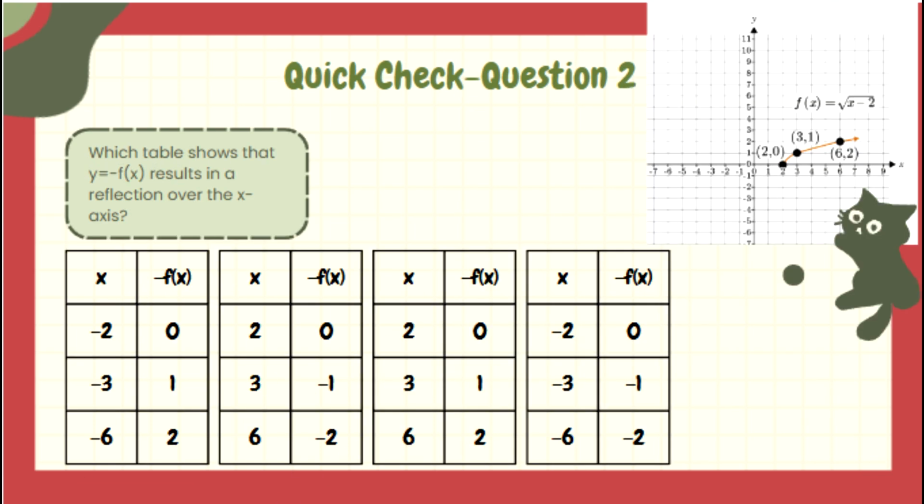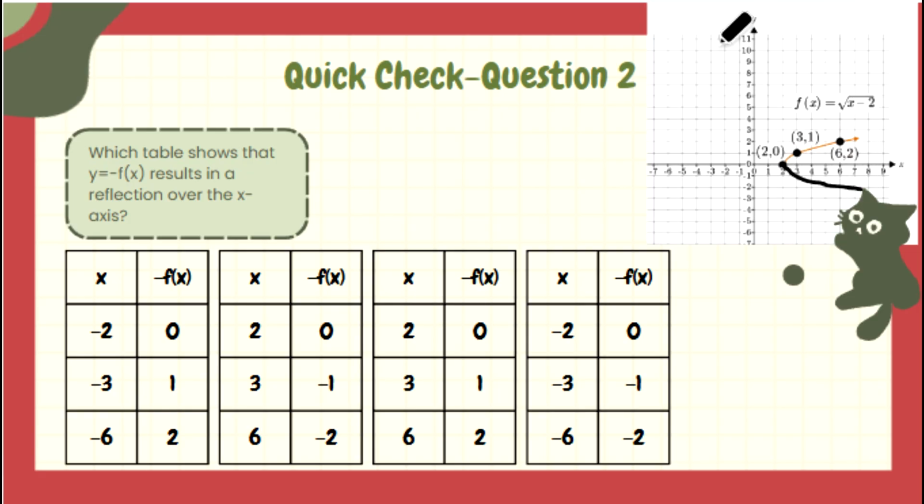Quick check question number 2. Which table shows that y equals negative f of x results in a reflection over the x-axis? So this is kind of irrelevant. You don't really need this, but, well, I guess you do need it. It wants to know what points we need to make that reflection over here. So you need it because you need to know the points here.